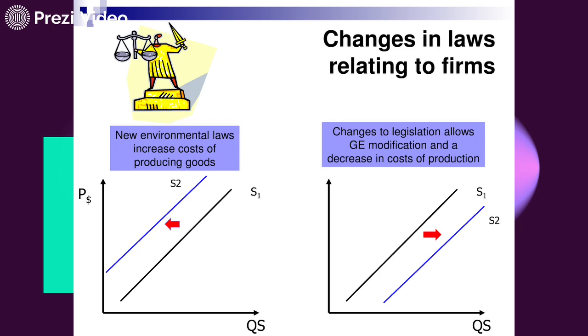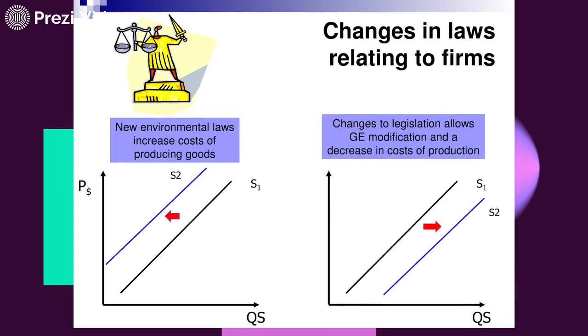If we look at changes in laws relating to companies, if there was a new environmental law that increased the cost of producing goods, that's going to decrease supply. If there were changes to legislation allowing for GE modification and a decrease in cost of production, that would increase supply. So again, look at your scenario. It could be positive, it could be negative, and that could increase or decrease supply.